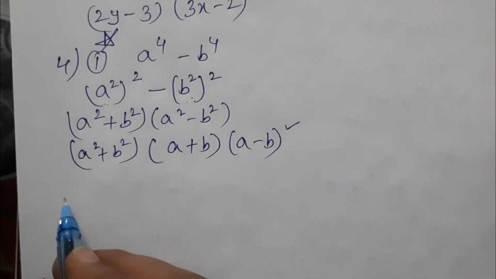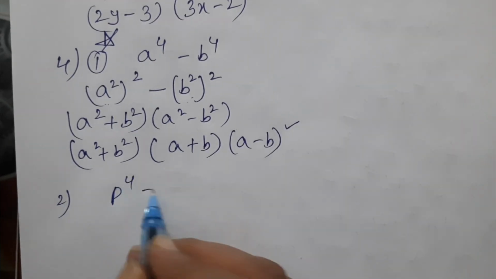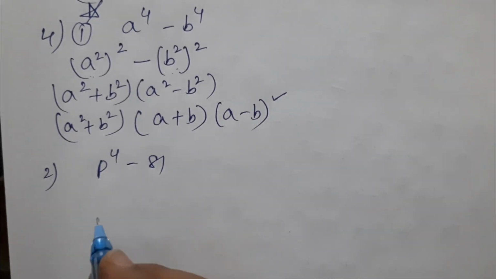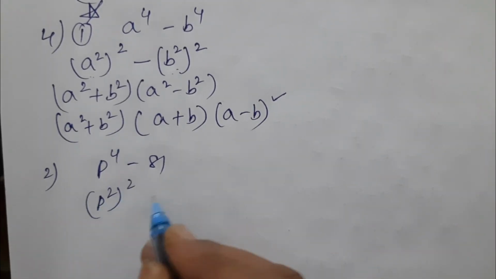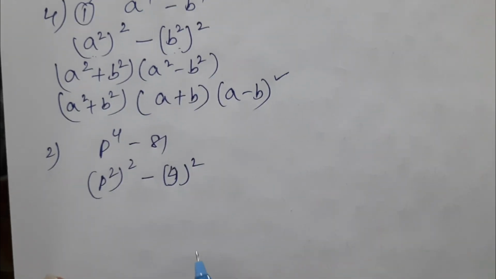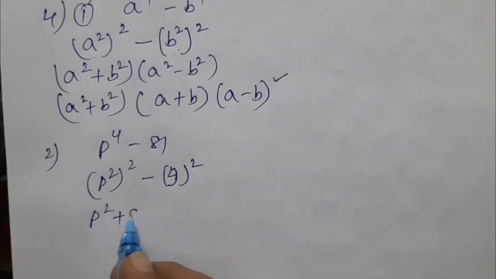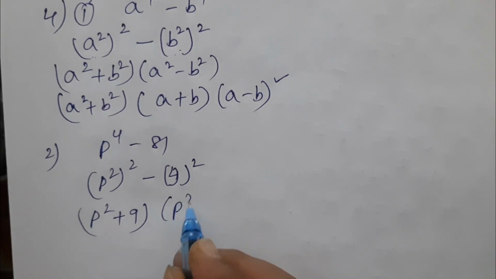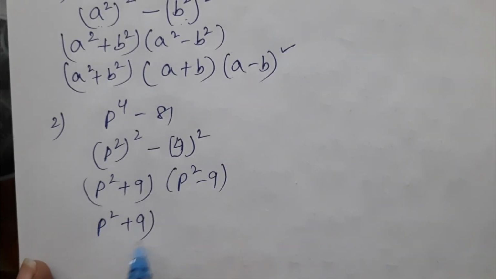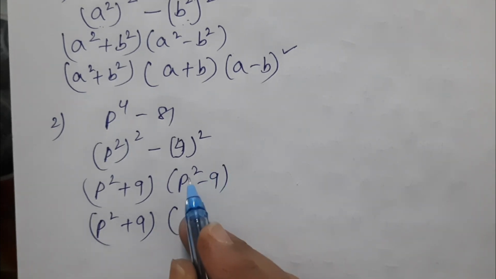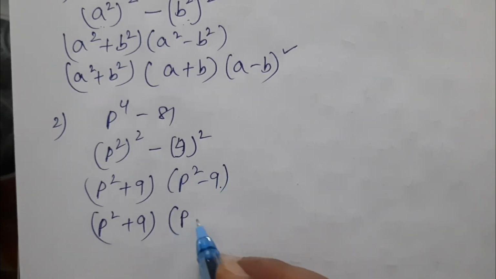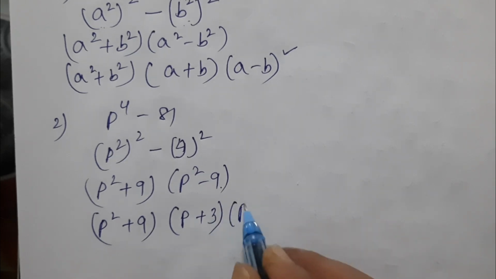Now one more question. P raised to 4 minus 81. So first we are going to convert it into square form. P square squared is P to the 4. 81 is 9 square. Now writing them in plus and in minus. There is no identity for plus. So copy it as it is. For minus, this is P plus 3. 3 square is 9. So directly we can write P plus 3, P minus 3.